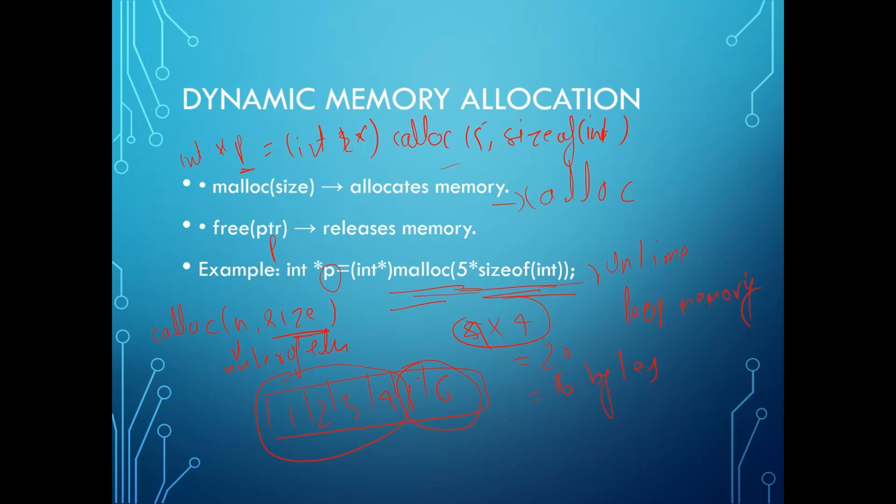There's one more thing given there: realloc. What is realloc? The realloc function is used to resize a previously allocated memory block. It allows you to change the size of an existing memory location without needing to free the old memory and allocate a new block. Got it? It means there is no need to free and allocate again. You can reallocate into the previous one itself.